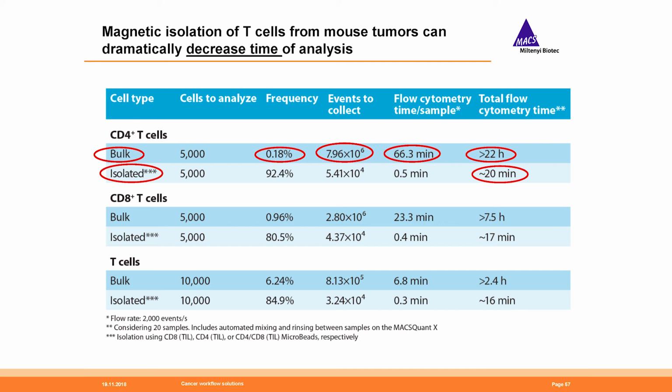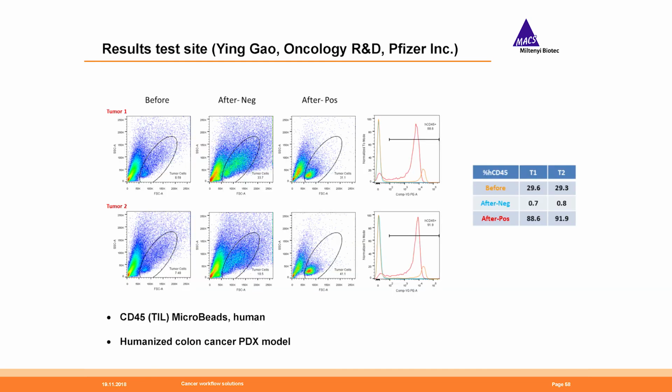It's a huge time saving here, just because you did a 20-minute isolation step, enriching for the cells that you're looking for and getting rid of all the bulk that you're not interested in. Of course, as the frequency of the cells rises, the time differences are reduced. But even if you're looking at all T cells, it's 2.5 hours versus 16 minutes. So it's a huge time saving when you do the enrichment. This is basically what we're trying to bring across.